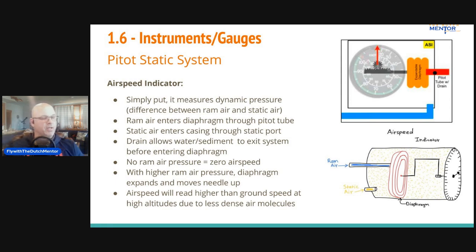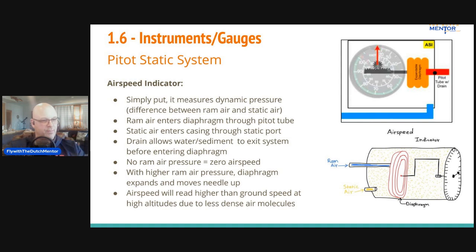Simply put, it measures the dynamic pressure, or the difference between the ram air and the static air. The ram air is what is forced into the pitot tube as we fly into the wind itself. And then the static is on the side of the aircraft, which does not feel any impact from the wind itself. The measurement of the two differences allows us to give an accurate reading of the speed that we are seeing on the screen, right? That's the indicated speed.